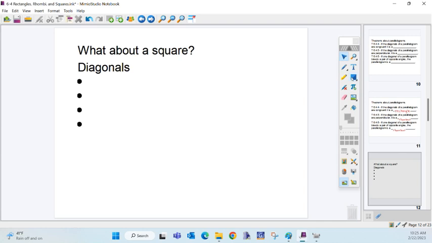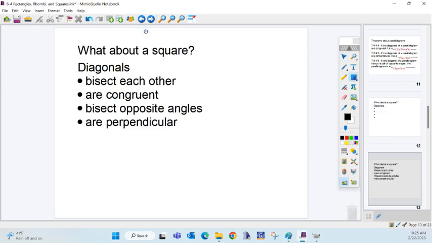In any parallelogram, what do the diagonals do? They bisect each other. And because it's a rhombus, the diagonals are also going to bisect the angles. So there's these four things. They bisect each other because it's a parallelogram. They are congruent because it's a special rectangle. They bisect the opposite angles because it's also a special rhombus. And they are perpendicular also because it's a special rhombus. Squares have all of those things going on.